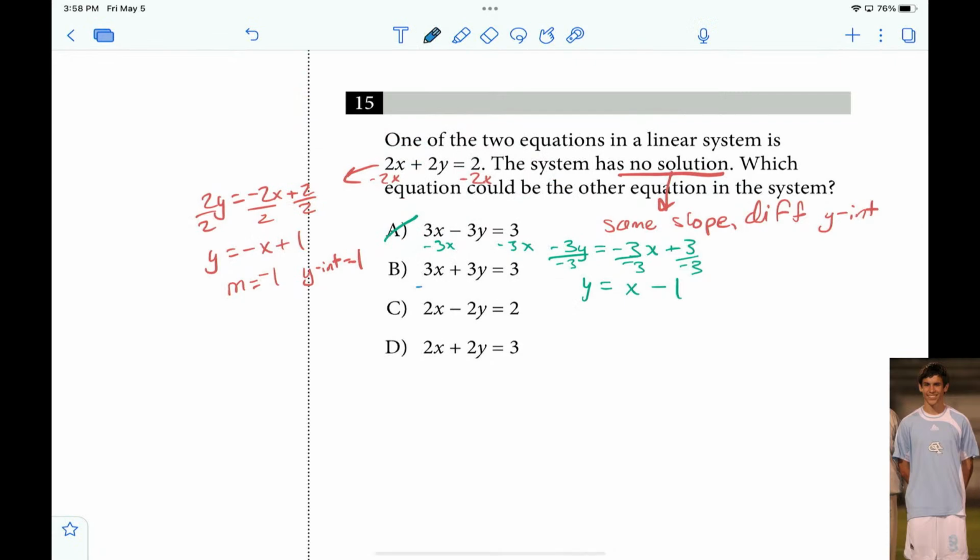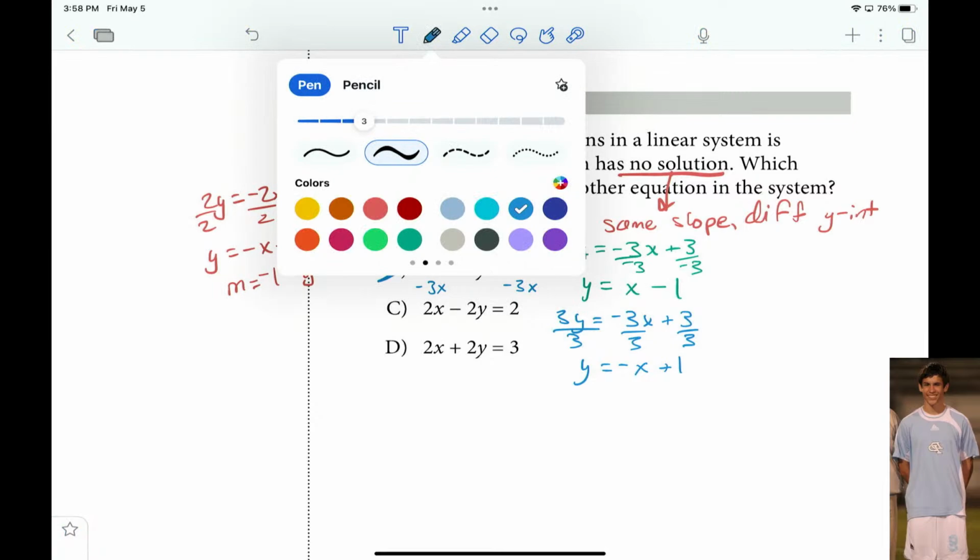So again, same thing, just solving so that it's y equals mx plus b. So 3y equals negative 3x plus 3. We'll divide by 3. We get y equals negative x plus 1. Well, it has the same slope, but it also has the same y-intercept. So that's actually going to be infinite solutions. We don't want infinite solutions. So we keep on going.